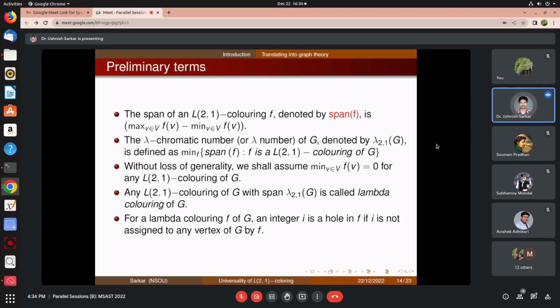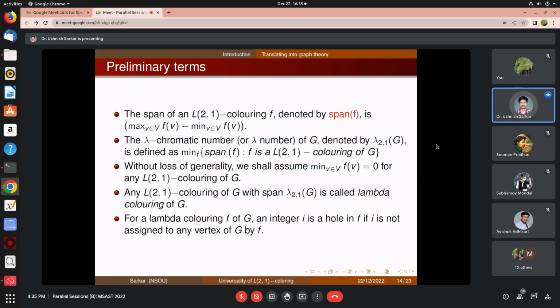Now, here are some preliminary terms. The span is the difference between the maximum color used and the minimum color used. The minimum possible span, we call the lambda chromatic number or lambda number of the graph. Without loss of generality, in the third point, we assume that the minimum color used is 0. Also, any optimal coloring, that is a coloring whose span is lambda of G, is called a lambda coloring of G.